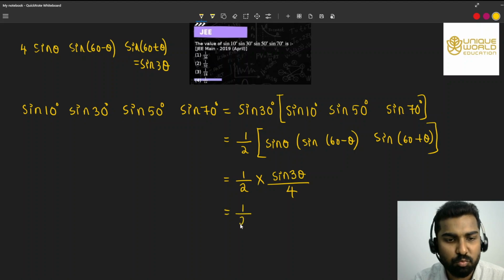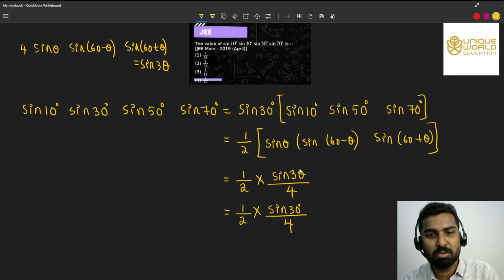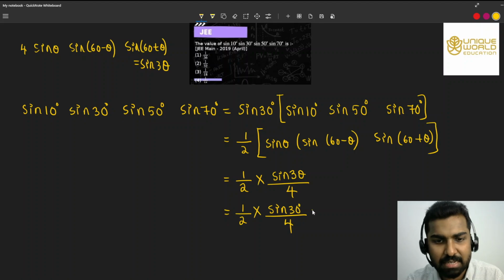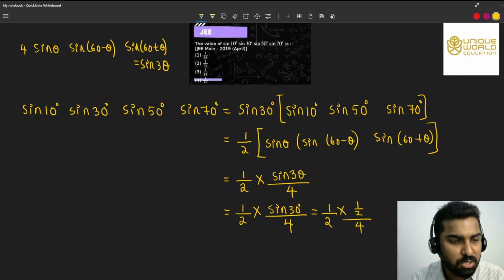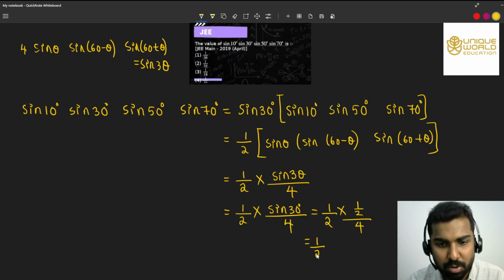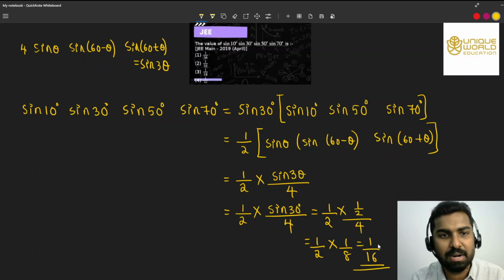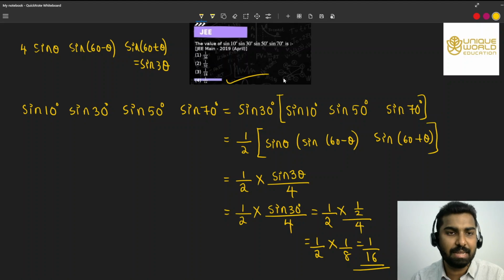So this becomes 1 by 2 into sin 30 divided by 4, because 3 into 10 is 30. Sin 30 value we know is 1 by 2. So 1 by 2 into 1 by 2 divided by 4, this will be equal to 1 by 2 into 1 by 8. So the result is 1 by 16. Option D is the correct answer. Same thing, same identity, same relation.